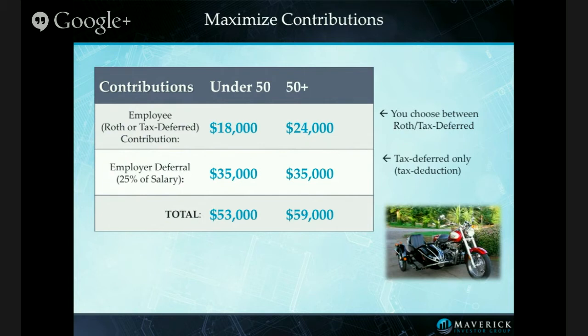Or if you do own your own business, but maybe you don't qualify for the solo 401k for another reason, that's where the SEP IRA comes in. A SEP IRA allows you to put up to 25% of your income from being self-employed, up to $53,000, tax deferred, and then you could convert that to a Roth IRA. So conceivably, you could get $53,000 into a Roth IRA in a given tax year.